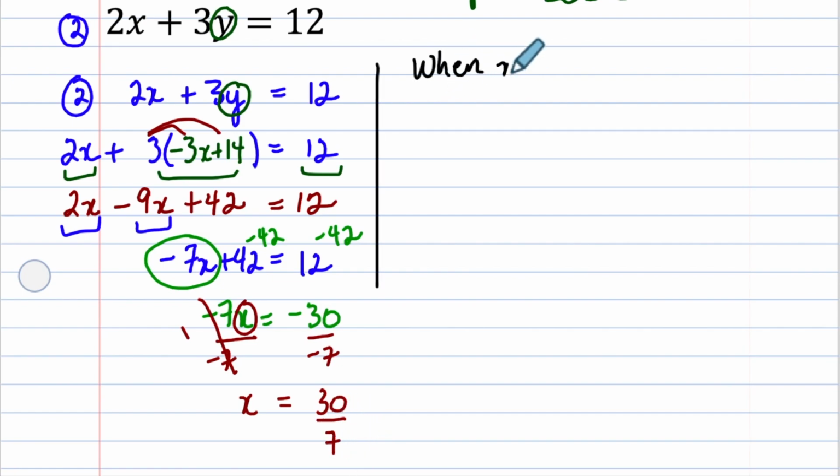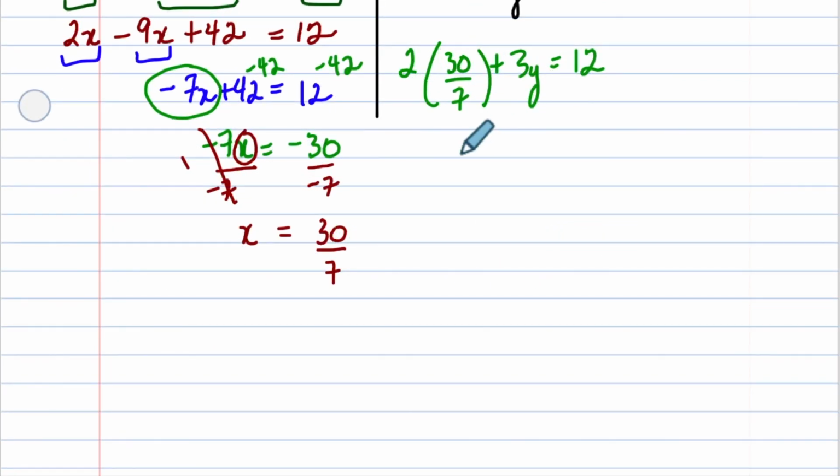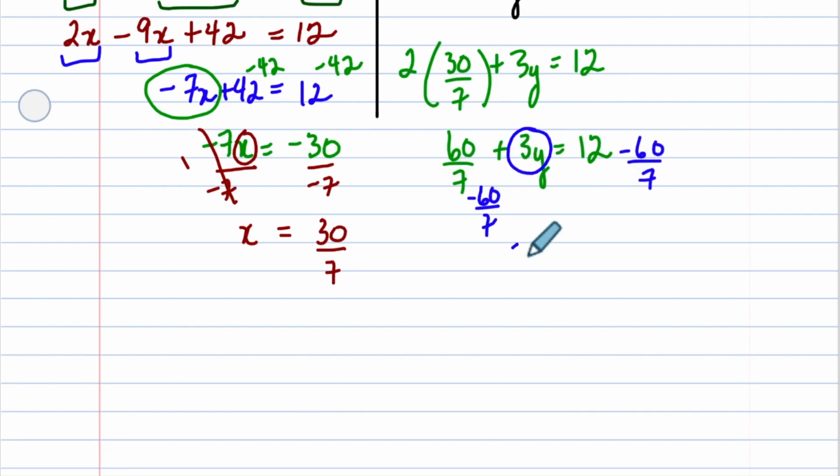When x is 30 over 7, can you find y? We'll use 2x plus 3y is equal to 12. And where we see an x, we'll insert this fraction, 2 bracket 30 sevenths plus 3y is equal to 12. 2 times 30 is 60 sevenths plus 3y is equal to 12. Isolate 3y by subtracting this fraction. 3y is equal to 12.